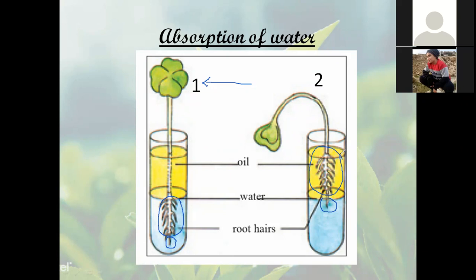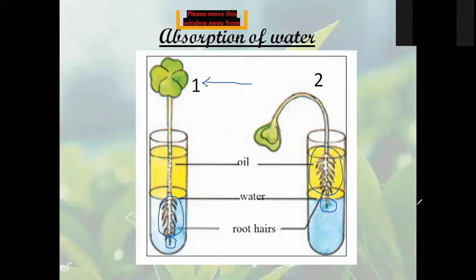It died. It withers and finally it will die. So here, first of all, we have to know which part absorbs the water, root cap or root hairs? What do you think? Which part, the root hair or the root cap, absorbs the water?